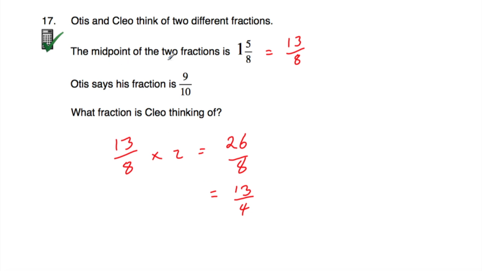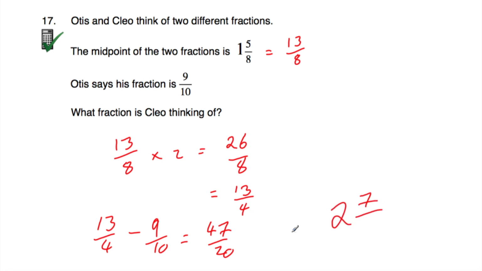So if we just take Otis's fraction away from double the midpoint, so if we do 13 quarters subtract 9/10, then that will give us what Cleo's fraction is. So let's do that. And the answer is equal to 47/20. So that means that Cleo's fraction is 47/20. We can actually change that to a mixed number. So how many 20s go into 47? That would be 2, remainder 7, and the denominator is still 20. So that means it's thinking of 2 and 7/20, or 47/20.